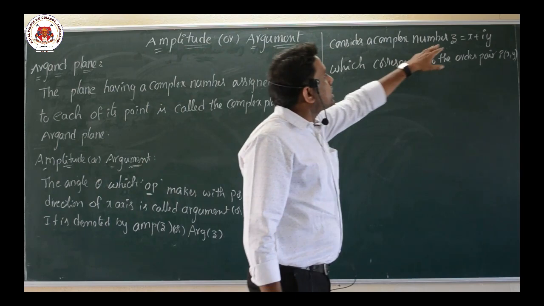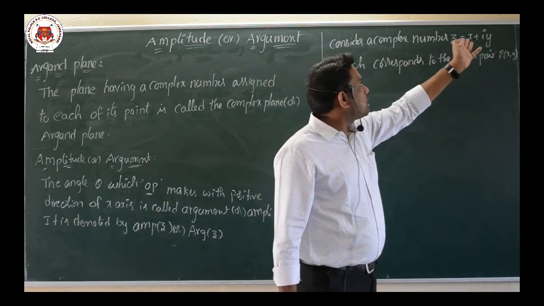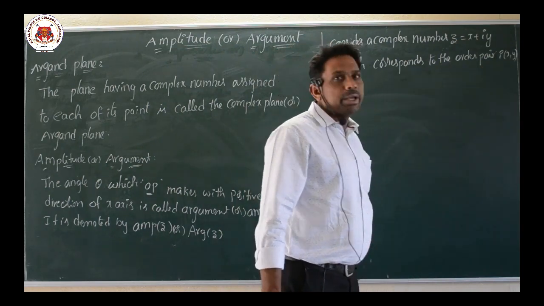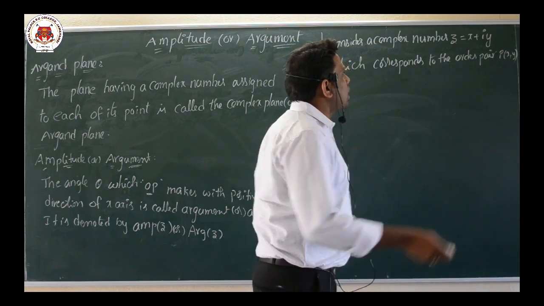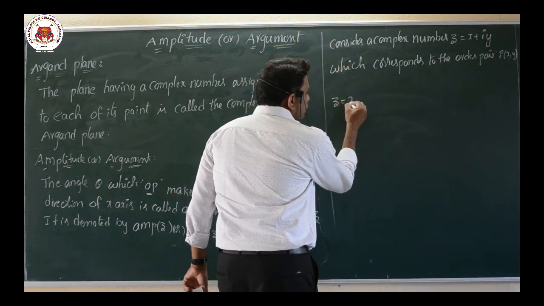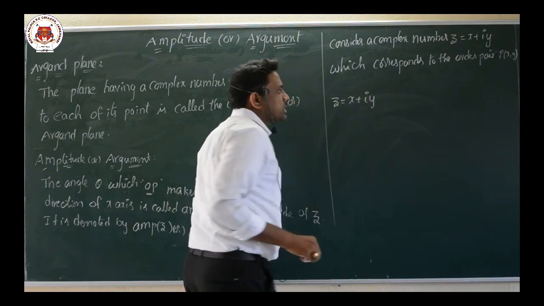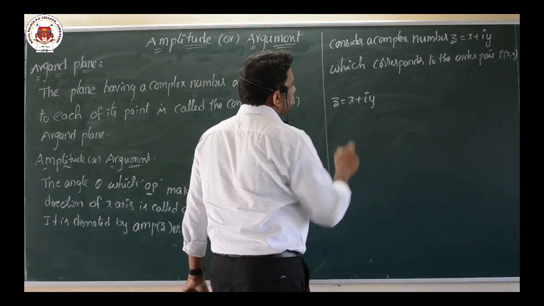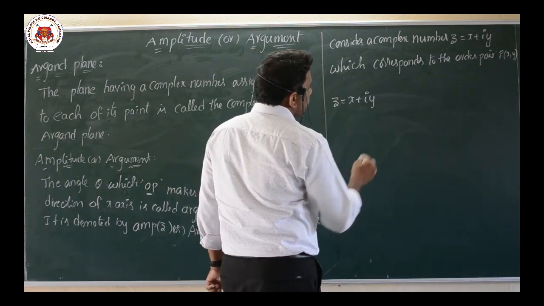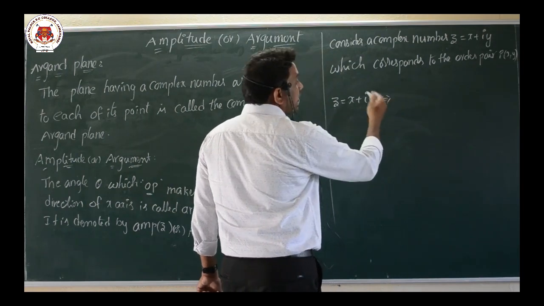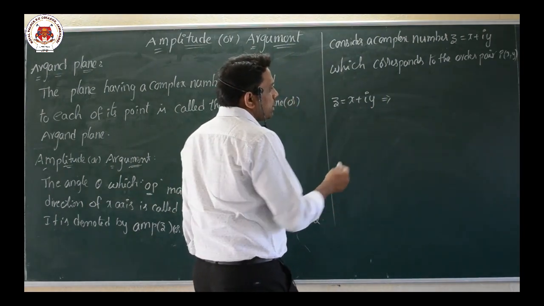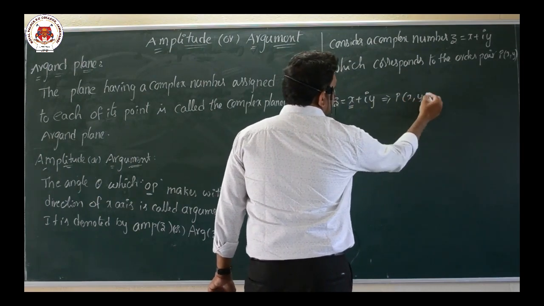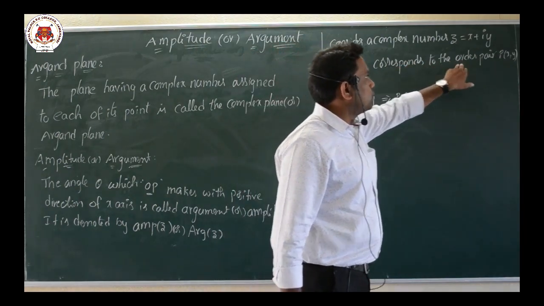First of all, consider a complex number. A complex number is generally in the form of x plus iy, which corresponds to the ordered pair (x, y). What does corresponds to the ordered pair mean? Suppose this is a complex number, generally denoted by the letter z. So z is equal to x plus iy. If you want to denote it as a point, that is an ordered pair, you can write like this: first, compulsorily, the real part, comma, the imaginary part. This is called corresponds to the ordered pair.